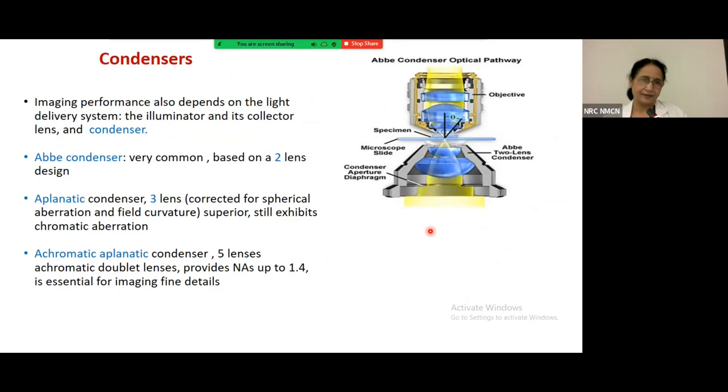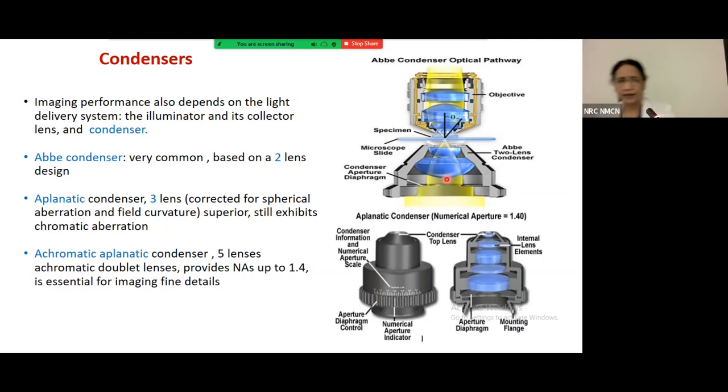Next, coming to the condensers. These are also very important as the light delivery system depends on them. The most common type of condenser is called the Abbe condenser. It is based on a two lens design. Then there are aplanatic condensers, which have three lenses and are corrected for spherical aberration as well as for field curvature. They are superior to the Abbe condenser, but they still exhibit chromatic aberration. Then we have the achromatic, aplanatic condenser, which has five lenses. They provide an NA up to 1.4, which is essential for imaging fine details.